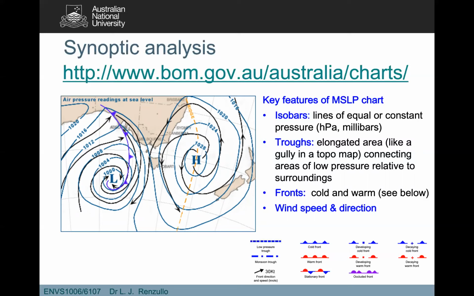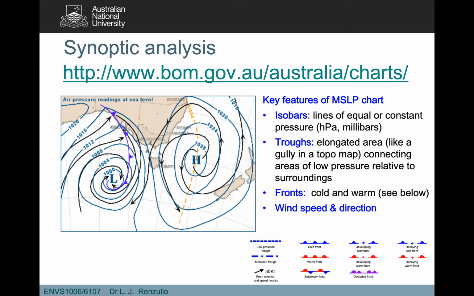So anyway, the mean sea level pressure charts are characterized by these contours. They're called isobars. Isobars are lines of equal or constant pressure measured in hectopascals. Hectopascals is what I've come to learn as the measure of mean sea level pressure. A few years back, they used to be referred to as millibars. They are the same thing.